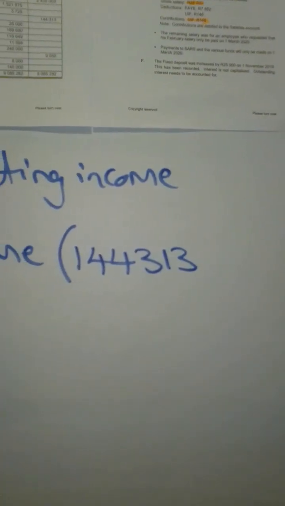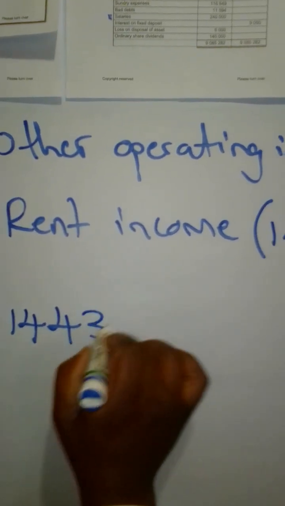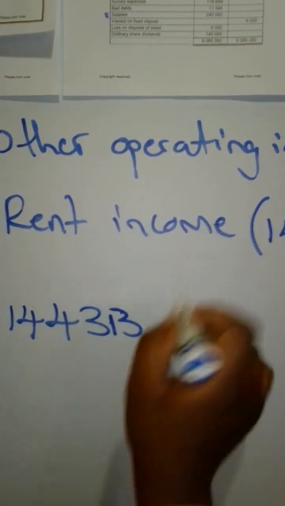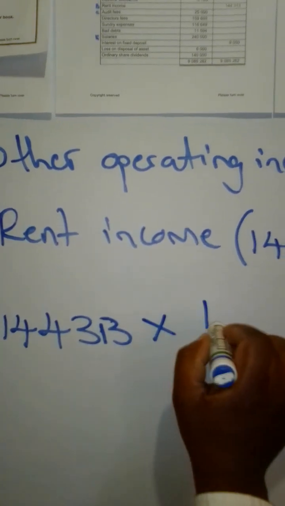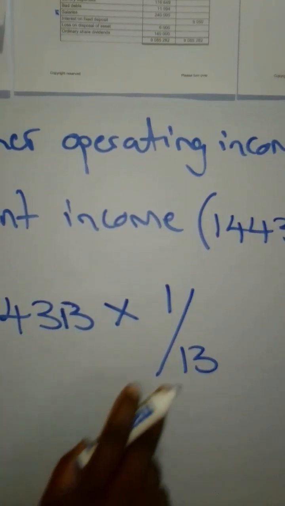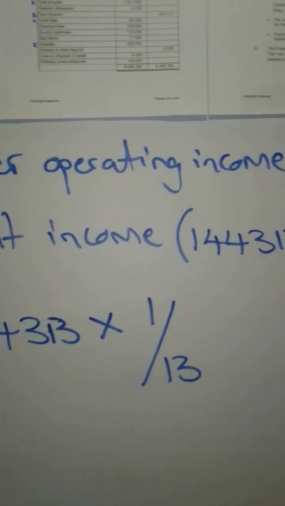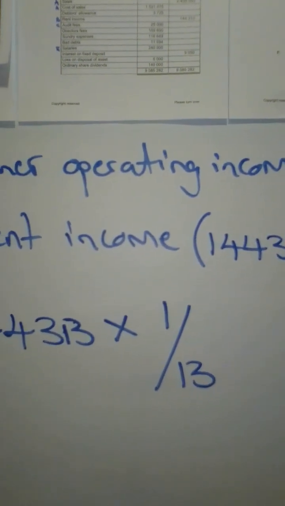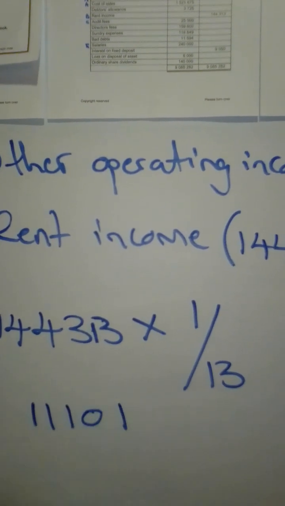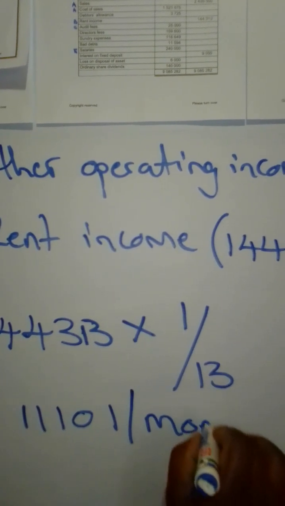So how do we calculate the 1 month? We take 144,313, which is the rent for the 13 months. If we want to find the money for 1 month, we simply multiply by 1 over 13. In other words, we divide 144,313 by 13. Let's do that calculation on our calculators. We'll get something like 11,101 per month.